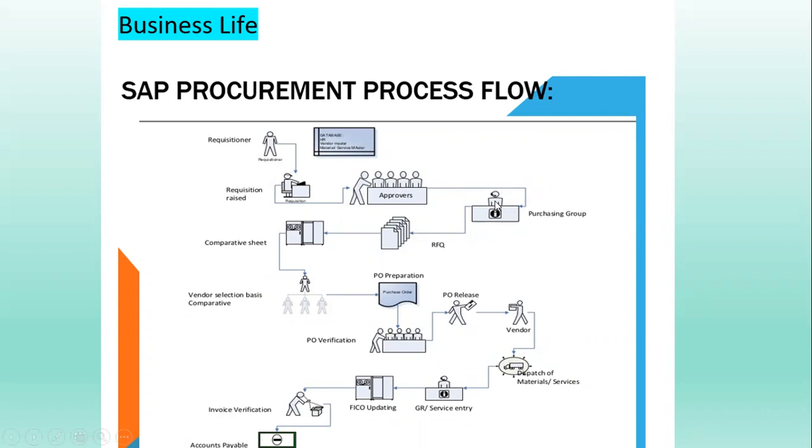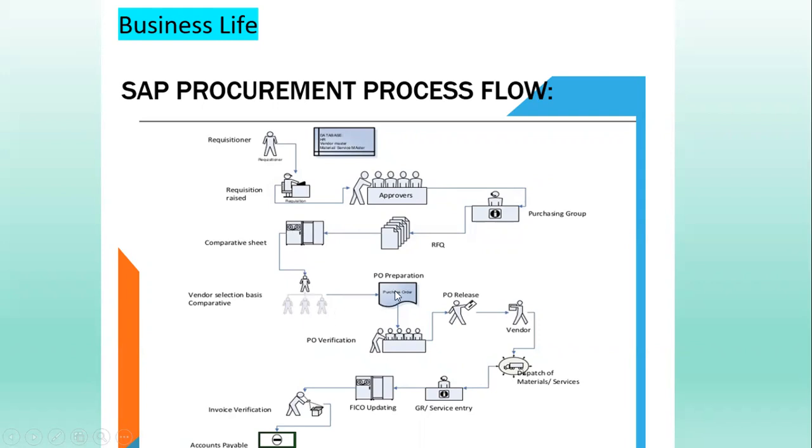Then the buyer, the purchasing group, is the person responsible in your company. They create the RFQ, find multiple vendors, send it out, compare the prices, and select one out of three vendors.